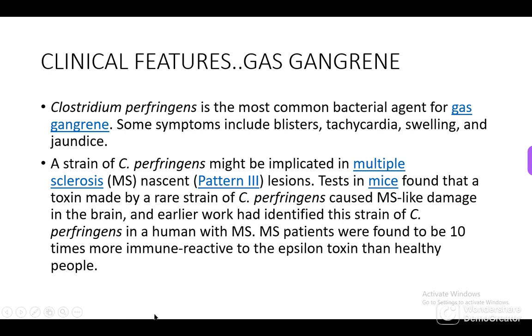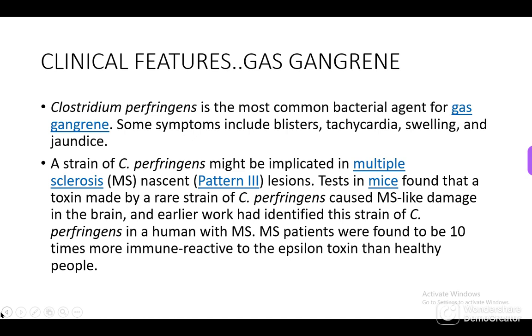I have already said that at one time, say after 50 years or more than that, from now onwards, you can say something near 2070 or around it, there are possibilities every disease may be related with a microbiological agent. The initiating agent will be found to be a microbiological agent. So, for example, in multiple sclerosis, pattern 3 is related with a factor which is Clostridium perfringens; they are secreting it. And they have proved it in the mice, and they are also found in the human also.